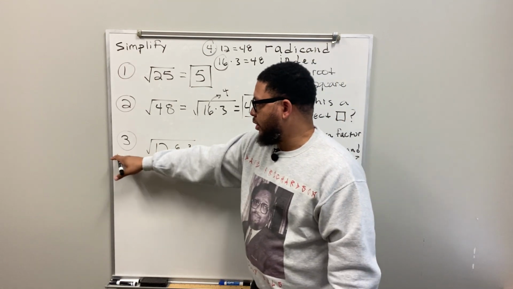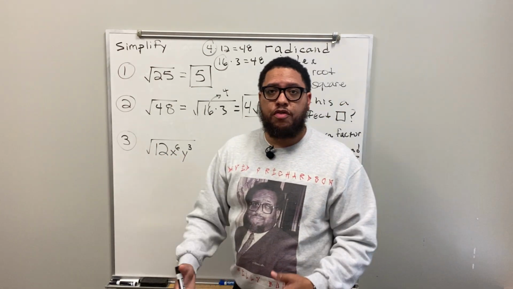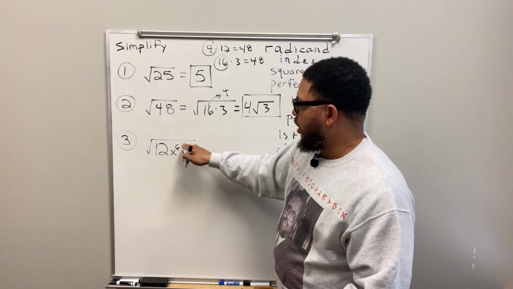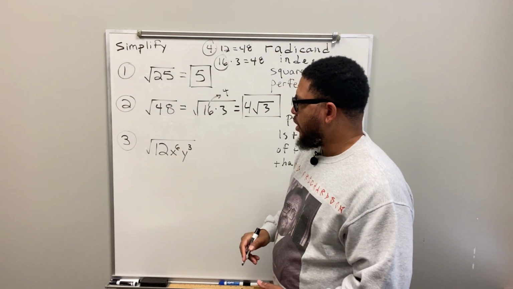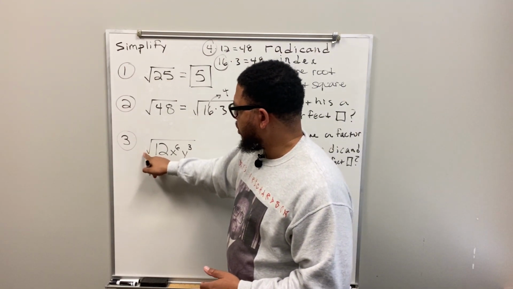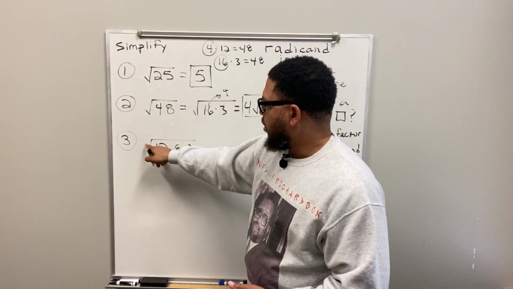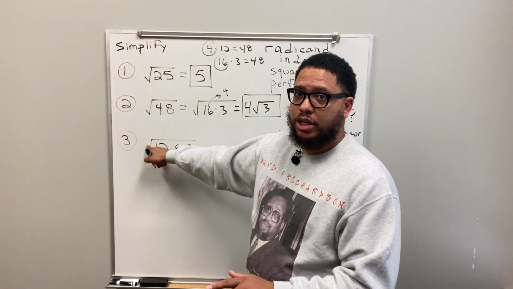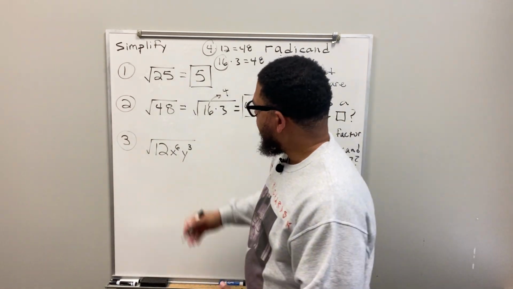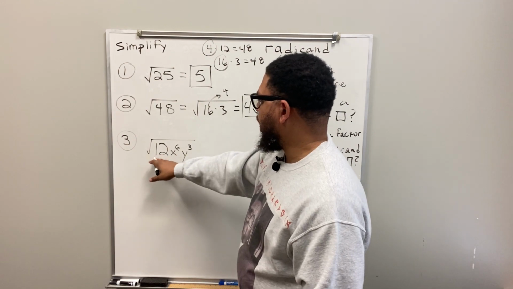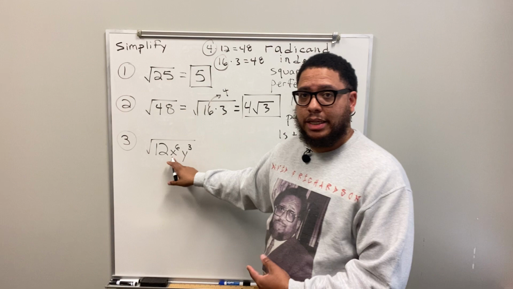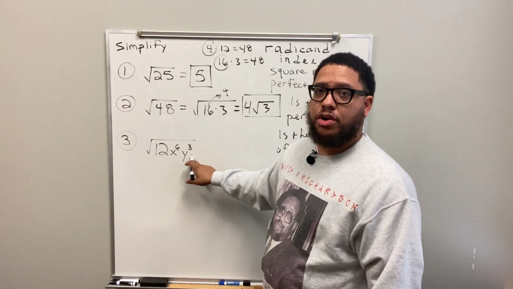Now, when you get down to number 3, things get a little more funky because look, we got variables in here, right? We got variables with their own exponents, all right? So now, when you see a problem like this, you see there's a radical sign, right? There's no index written right here. So we're taking the square root. We're looking for the square root, right? All right, so now we got to break this down into 3 parts because we got a 12 here, we got an x to the 6th here, and we got y to the 3rd here.